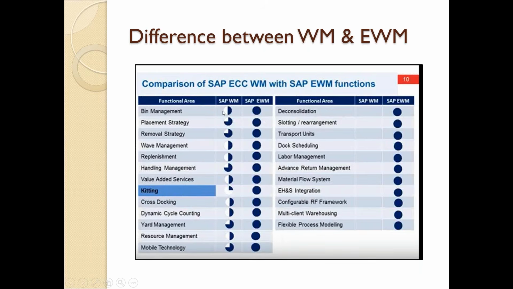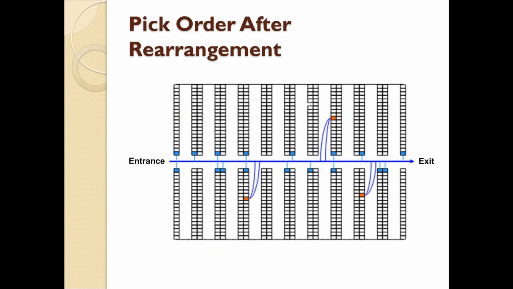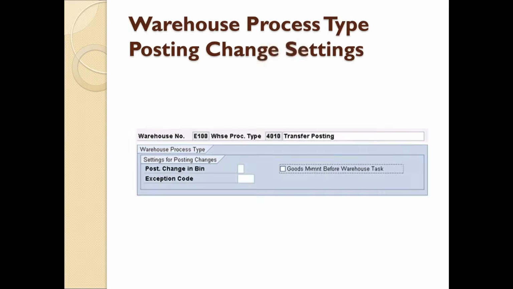We do have bin management, placement strategies and removal strategies even in WM, but not as extensively as in EWM. So this is just an example; I just tried to compare here. I was missing that layout one actually, and thought of explaining that.